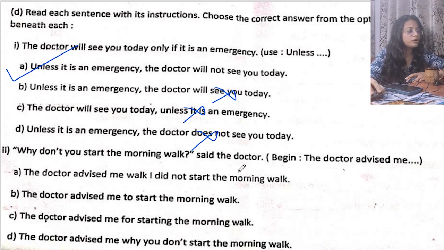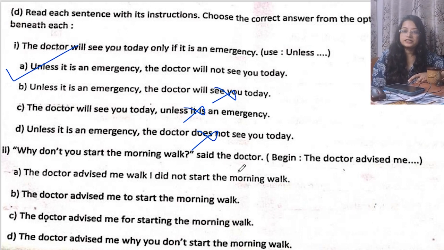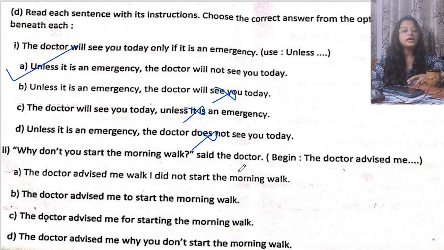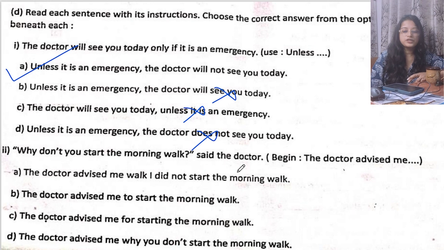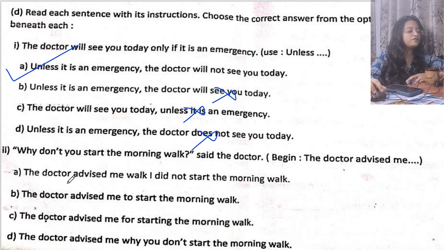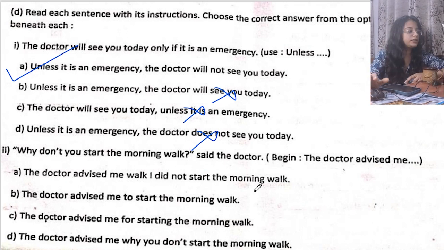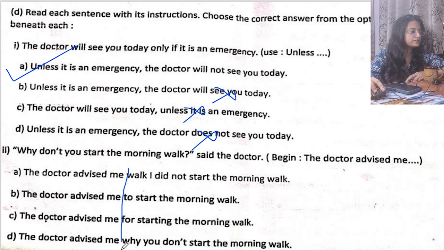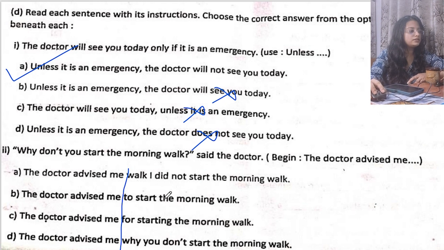Why don't you start the morning walk? Repeatedly, I told you direct and indirect speech is extremely common in your exam. And I have already posted the overall explanation of direct speech, indirect speech conversion. So do check that also. If you think that you cannot solve them properly, one at a time we may see. The doctor advised me, this is common for all. So strike everything out. Why don't you start the morning walk?